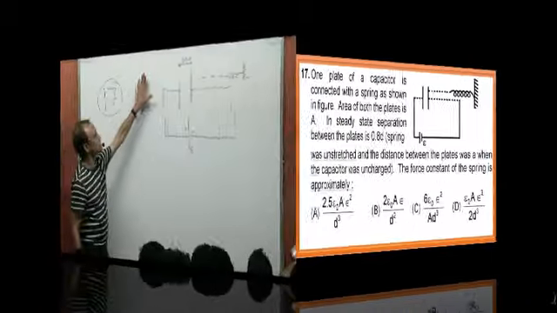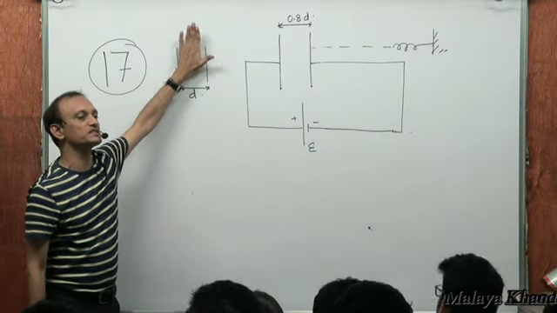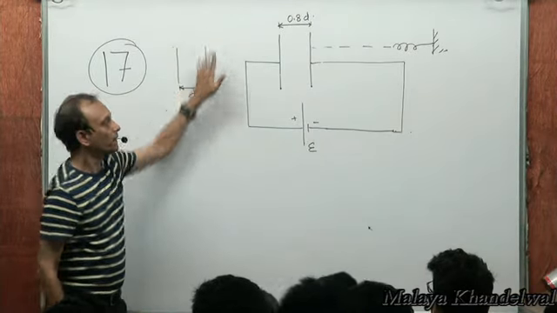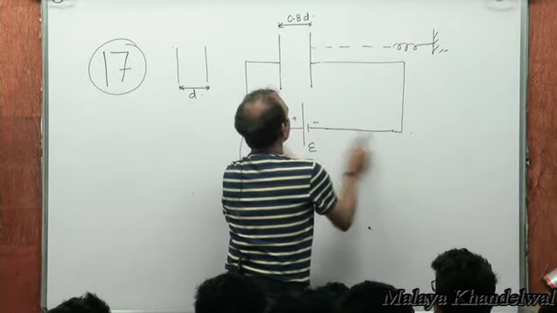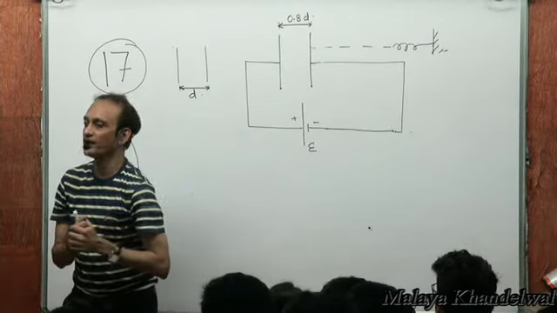So there is a capacitor and the separation between the plates is D initially. It's then connected to a battery of EMF epsilon.